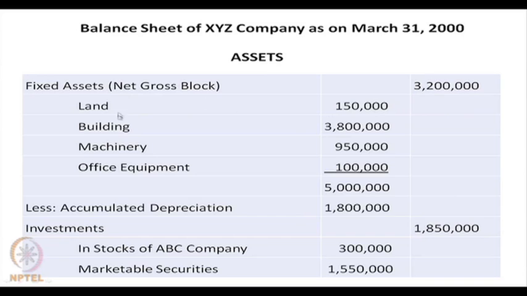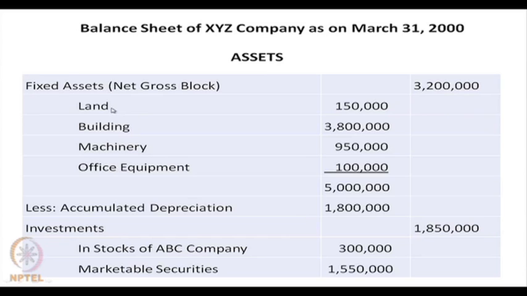Now, these are the items and these are their values. This column gives the total values. For example, fixed assets, also known as net gross block. Fixed assets, as I said, are also known as non-current assets, equal to this. This is a sum total of these four items, and these are the different components of fixed assets: land, building, machinery and equipment.